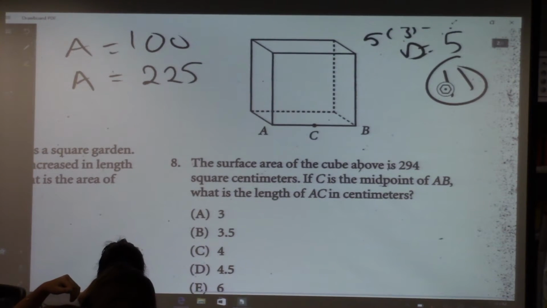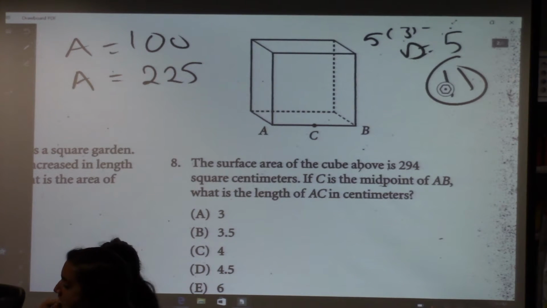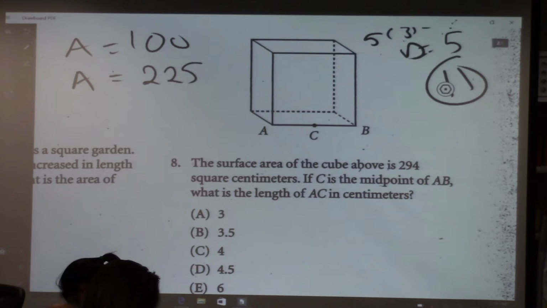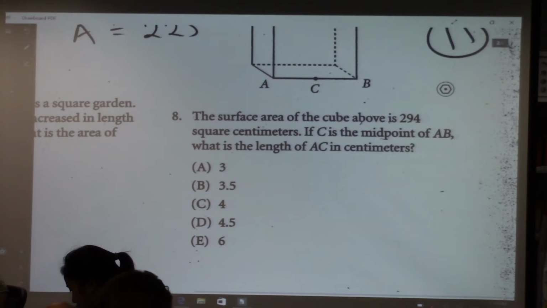All right, number 8. The surface area of the cube above is 294 square centimeters. If C is the midpoint of AB, what is the length of AC in centimeters?